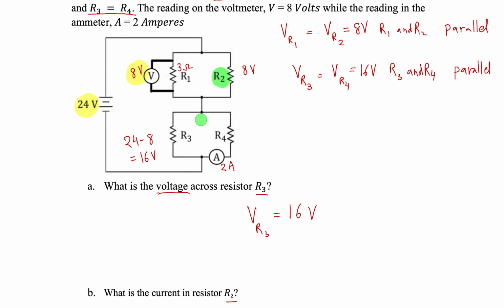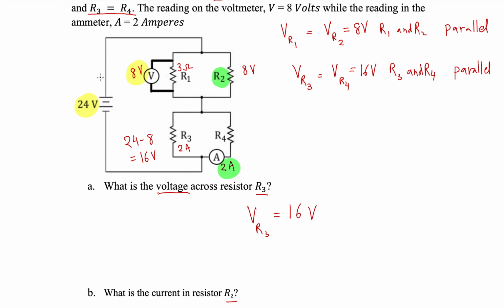So we will now look at the second part of the circuit, which is R3 and R4. They have given us the current for R4. It's given as 2 amperes, because the ammeter is connected in the R4 branch. And they also said that R3 and R4 are equal to each other. That means the current in R3 will also be 2 amperes. So the total current is equal to 2 plus 2.